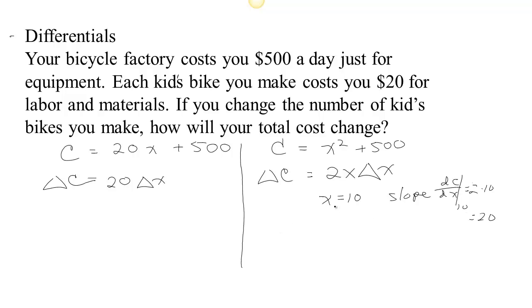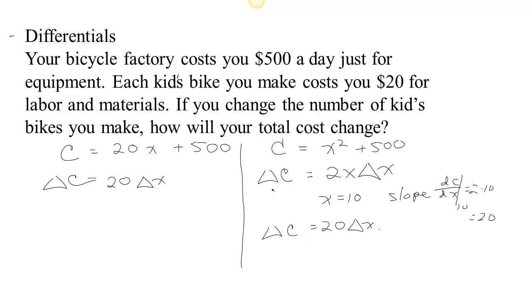So if we make about 10 bikes, then if we make more or less than that, our costs are going to change by about 20 times the change in input. In this case, if it's a nonlinear function, we need to know where we are talking about, because the slope is different at different locations. So we have to plug in a value for that to actually get a linear approximation out of this problem, or to know exactly how much our thing will change.